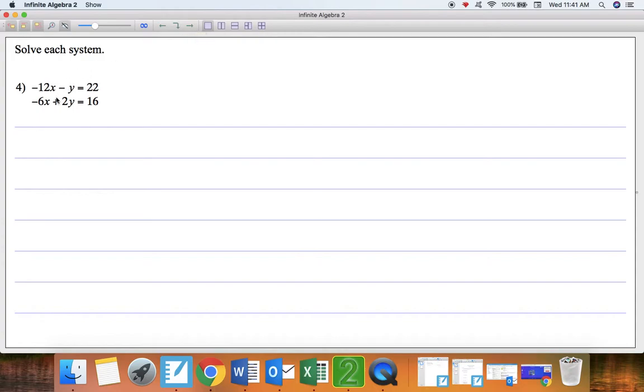Another problem looks like elimination to me. Maybe multiply the top by 2, so your y's are opposite. Or the bottom by -2, so your x's might be opposite. So your choice there.